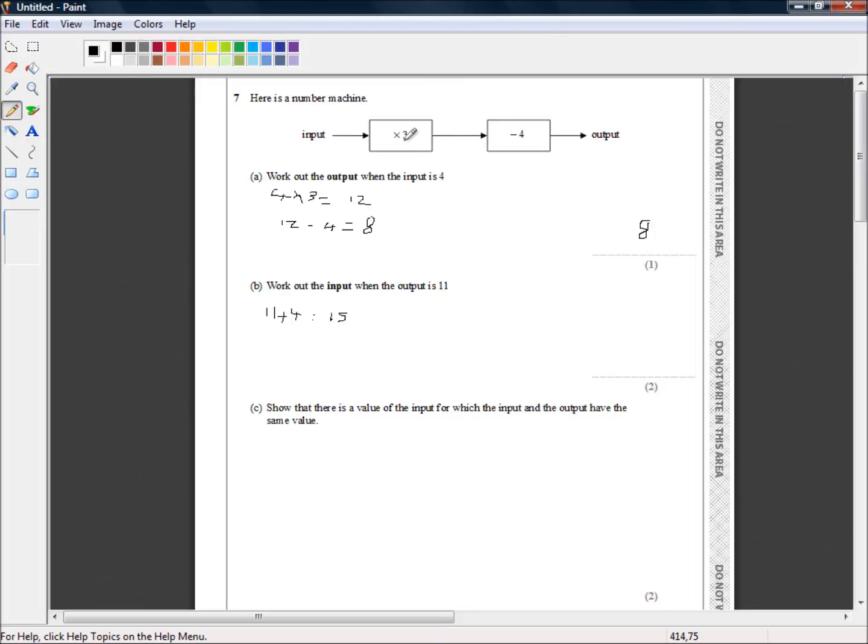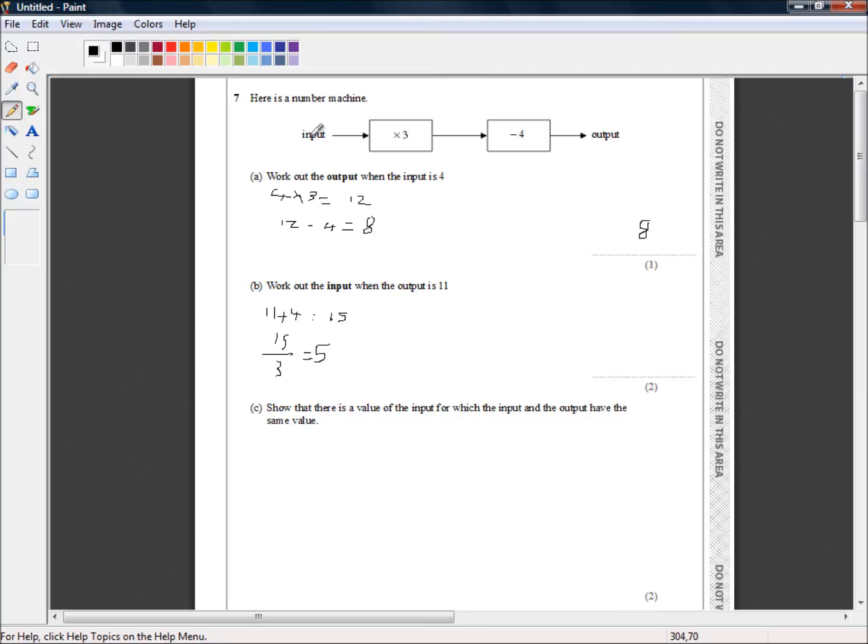And then we had to take our input and multiply by 3 in order to get 15. So what number, when multiplied by 3, gives us 15? Well, the answer to that is just 15 divided by 3. So we take our 15 and we divide it by 3. Again, if you don't know, you can use a calculator. That answer is 5. 5 times 3 is 15.